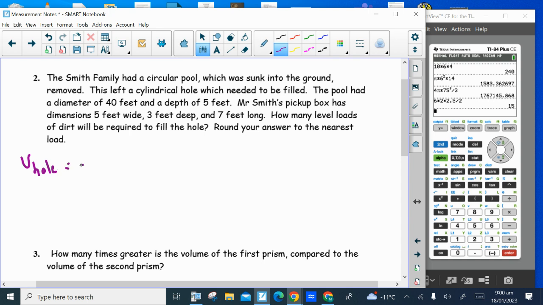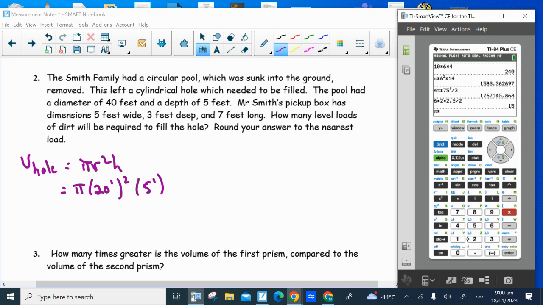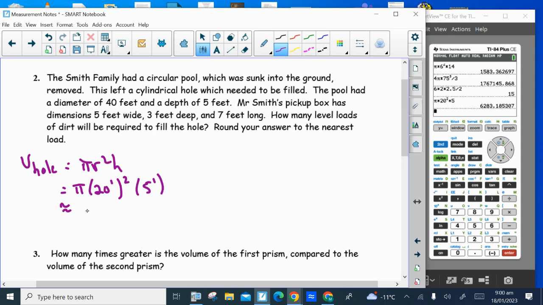It's a cylindrical hole, so that is pi r squared h. We're told the diameter was 40 feet, so therefore the radius would be 20 feet, half the diameter. And it has a depth of 5 feet, so that's the height. So we'll go pi times 20 squared times 5. That gives us 6283.2 approximately. And that would be in cubic feet.